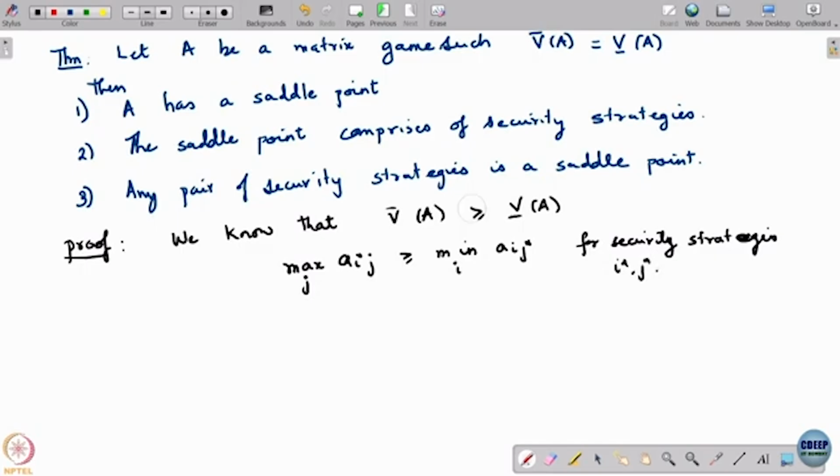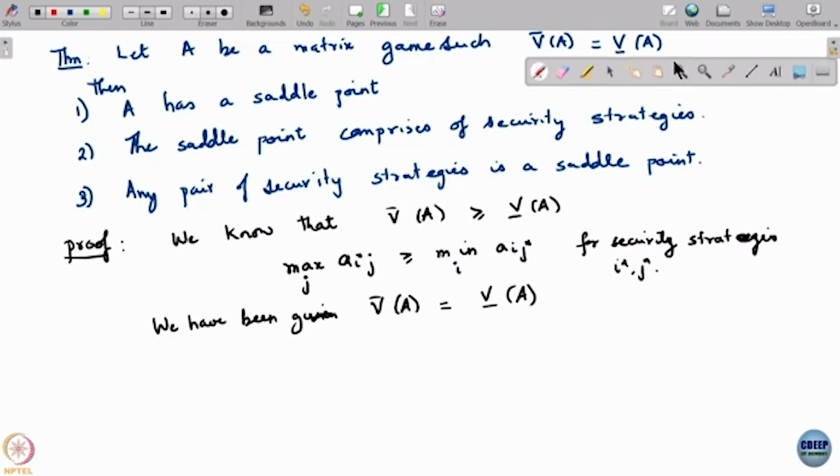Okay, but now what have we been given? We have been given that these two are in fact equal. We always know that there is a greater than or equal to, but we have been given V upper bar equals V lower bar. That these are equal. Okay, that's what we've been given.